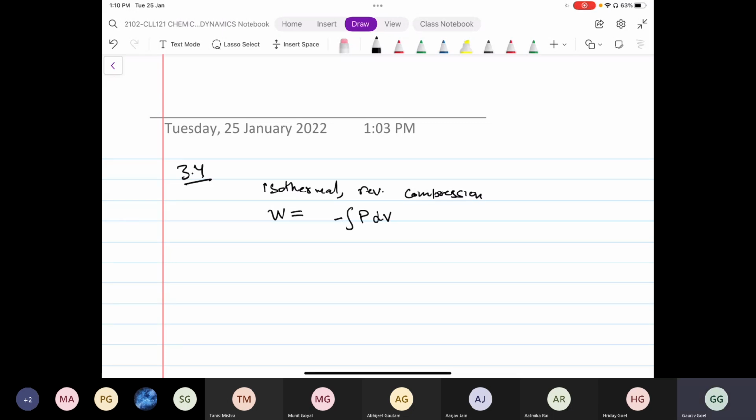Here P refers to system pressure. In general, for the expression of W, you will write P external. But when the process is reversible, P external is equal to system pressure, and therefore I have written PdV. The isothermal compressibility is given to you.